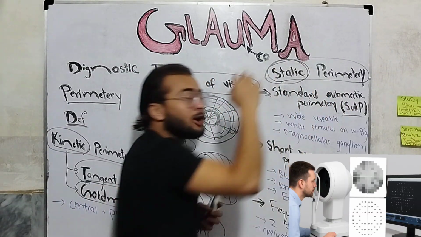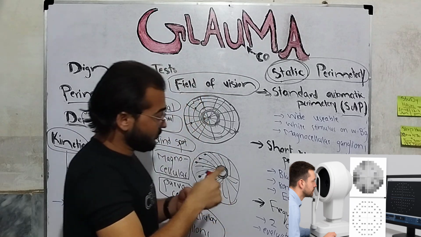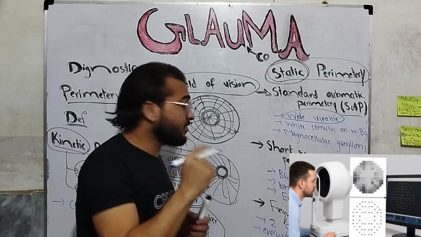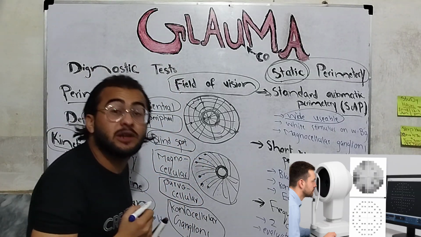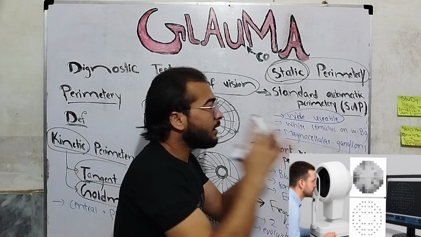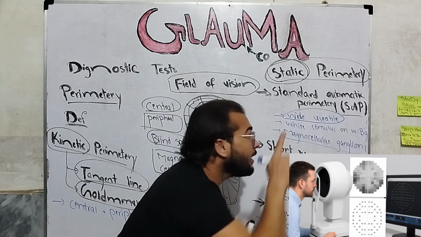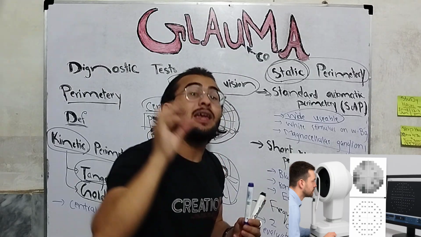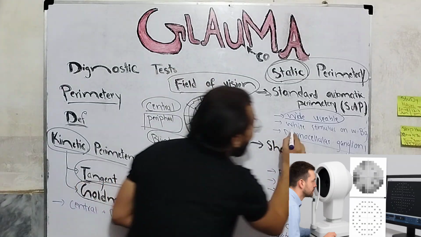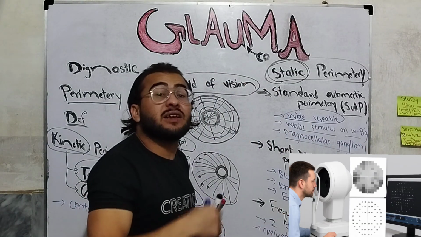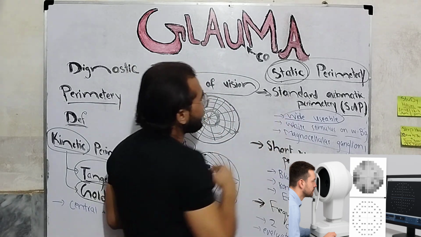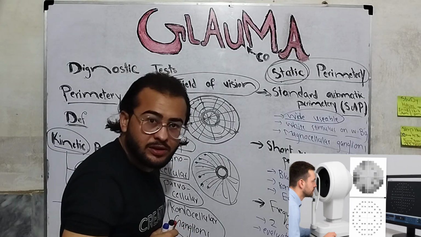Standard automated perimetry is the widely used method, and it is evaluating the magnocellular ganglions. The patient's head will be inside the machine, and a white stimulus will be presented on a white background. So we will have a white stimulus on a white background, and we will check every point of the field of vision inside the machine. So this is called standard automated perimetry.